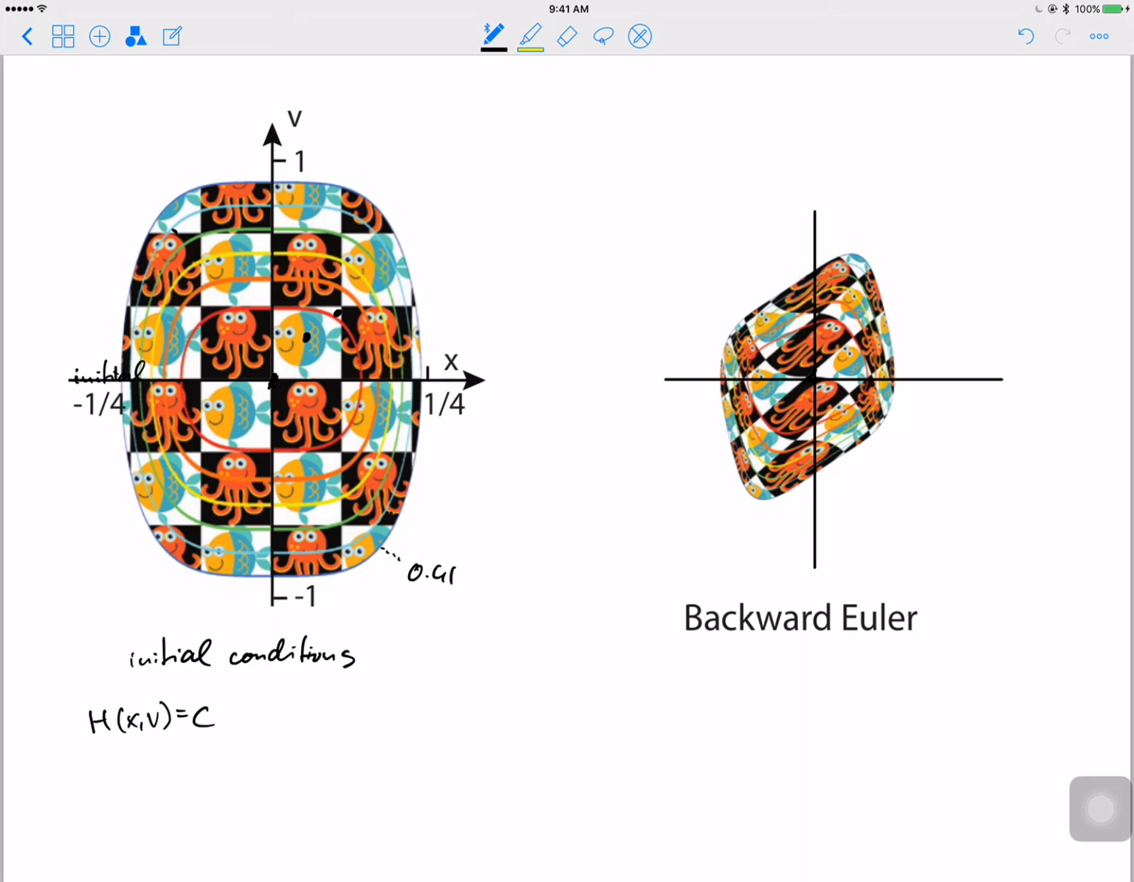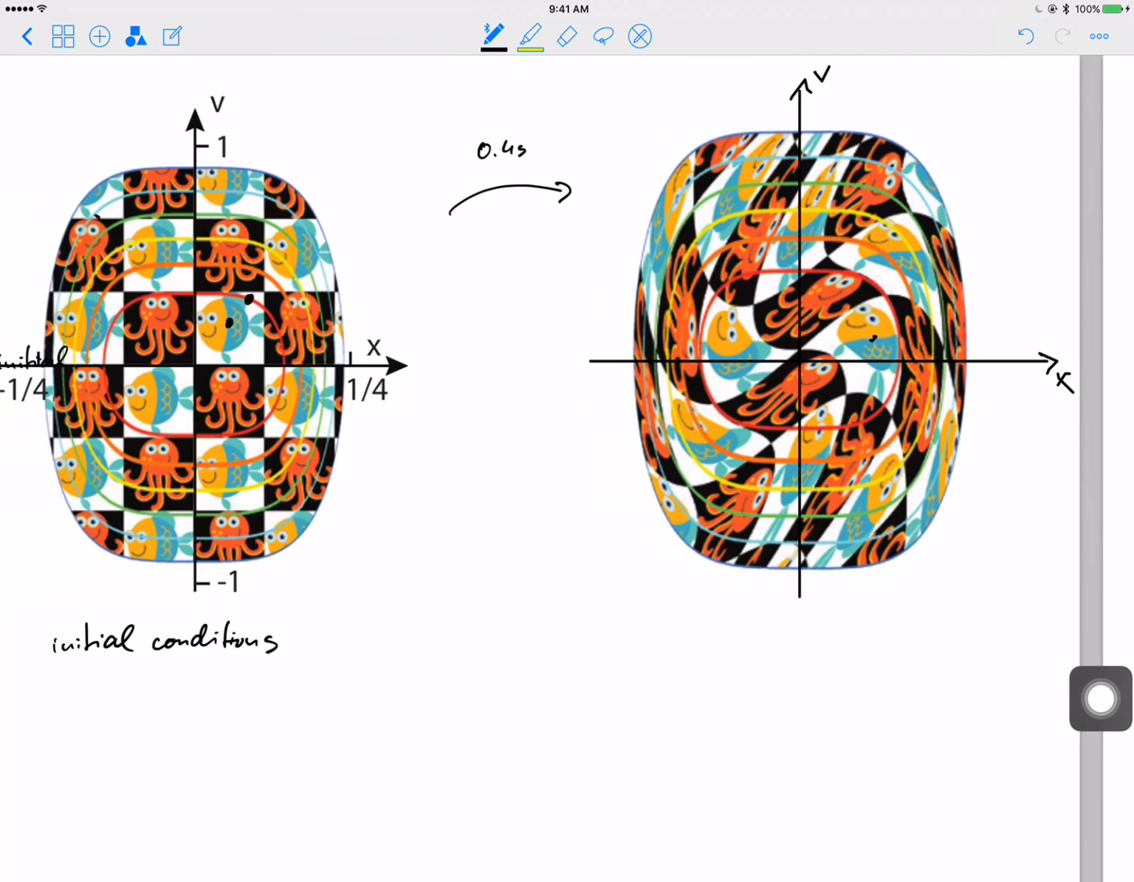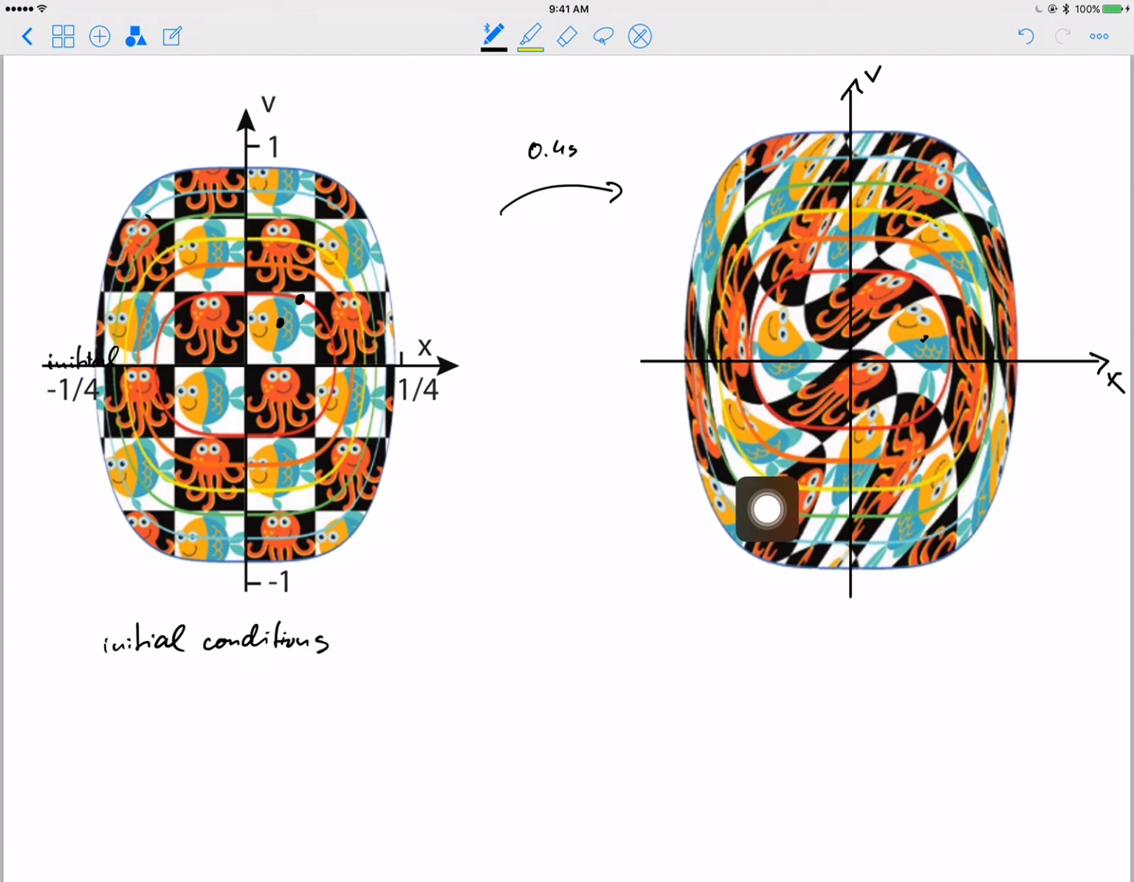So this is what backward Euler does. And it's actually like the opposite of forward Euler, right? That's an opposite problem. Instead of overshooting the total energy, it's actually undershooting it. You can see it's contracting everything. You can also visually see that symplecticity is violated in a different way. Now all these fishes far away are getting smaller. The area should have been preserved, and it is preserved in this exact solution, right?